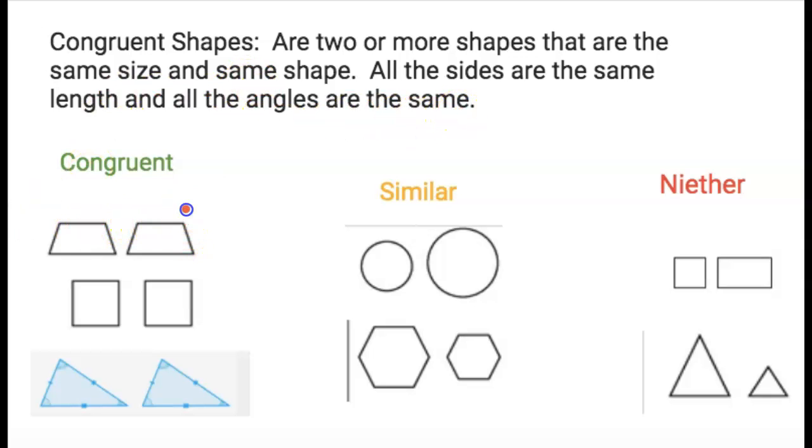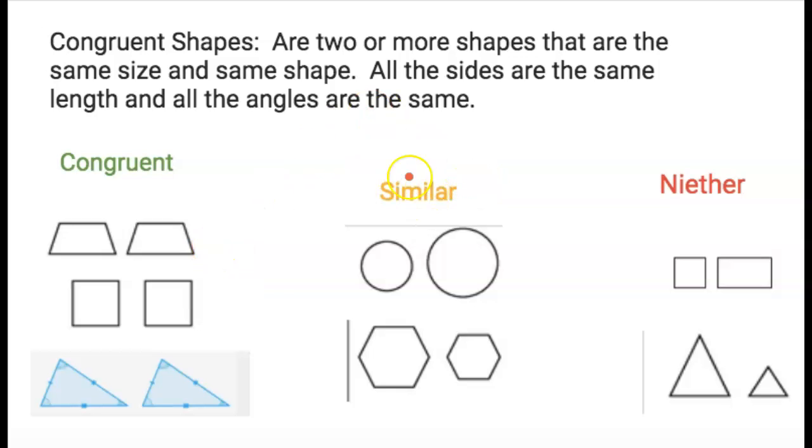So if you look at these 2 shapes, they are exactly the same shape, they're exactly the same size, and they have the same size angles. So your angles is where 2 straight lines come together, okay? Same thing here, same size, same shape, same angles, same size, same shape, same angles, okay? So all 3 of these sets are congruent.